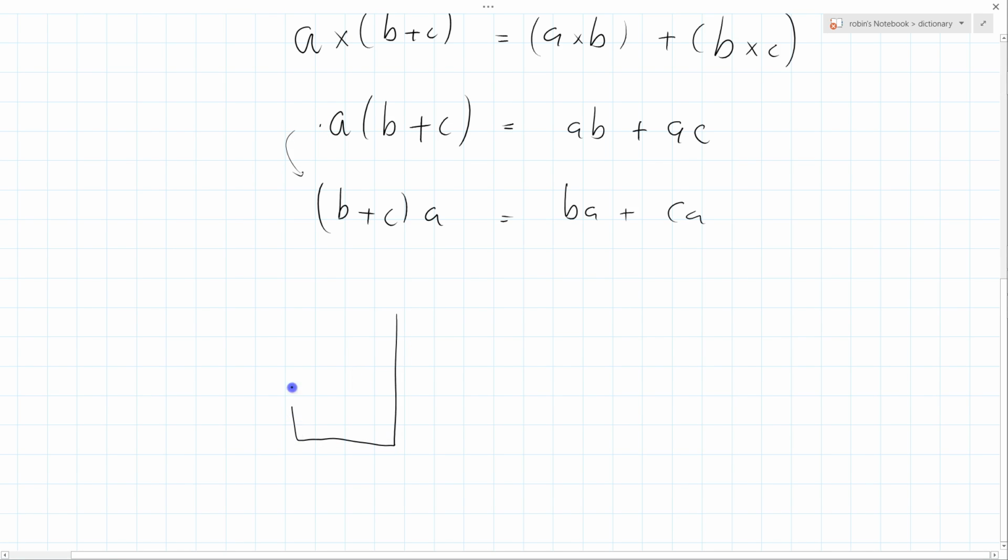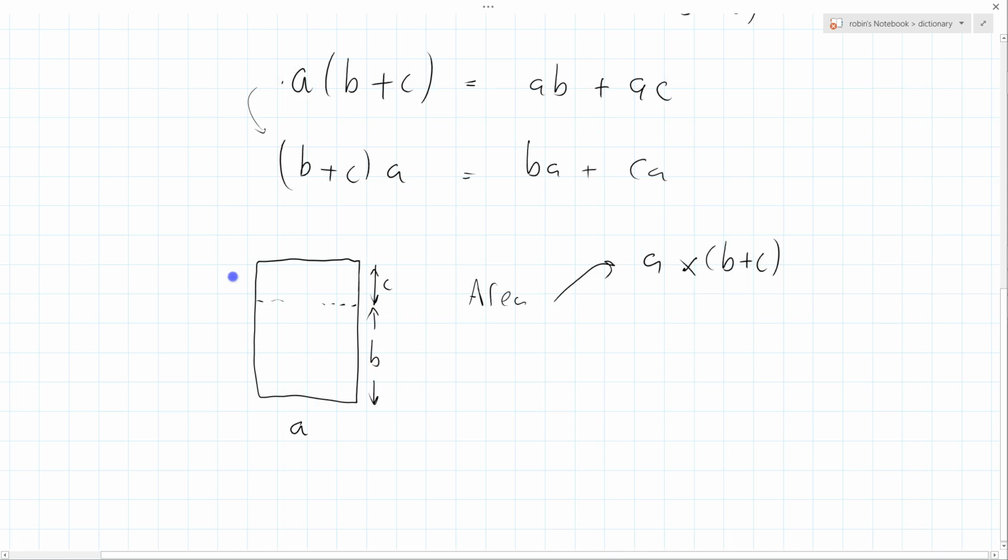If I have a little rectangle like this, and let's just say it's A that way, and then I just draw a line across here, and that distance there is B, and that distance there is C, well, I can work out the area in two different ways. I can say it's A times (B plus C), because it's B plus C in this direction and A in that, and the area of a rectangle is length times breadth.